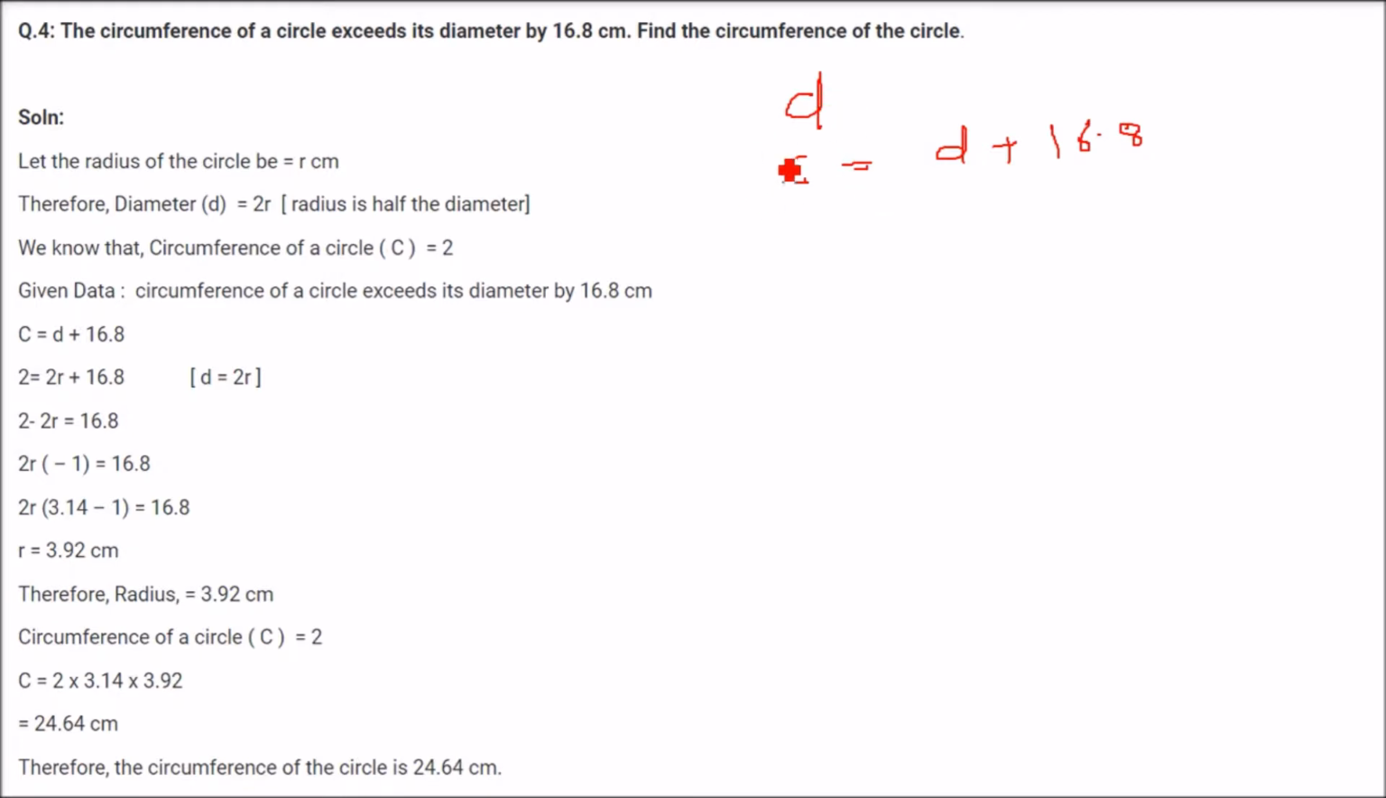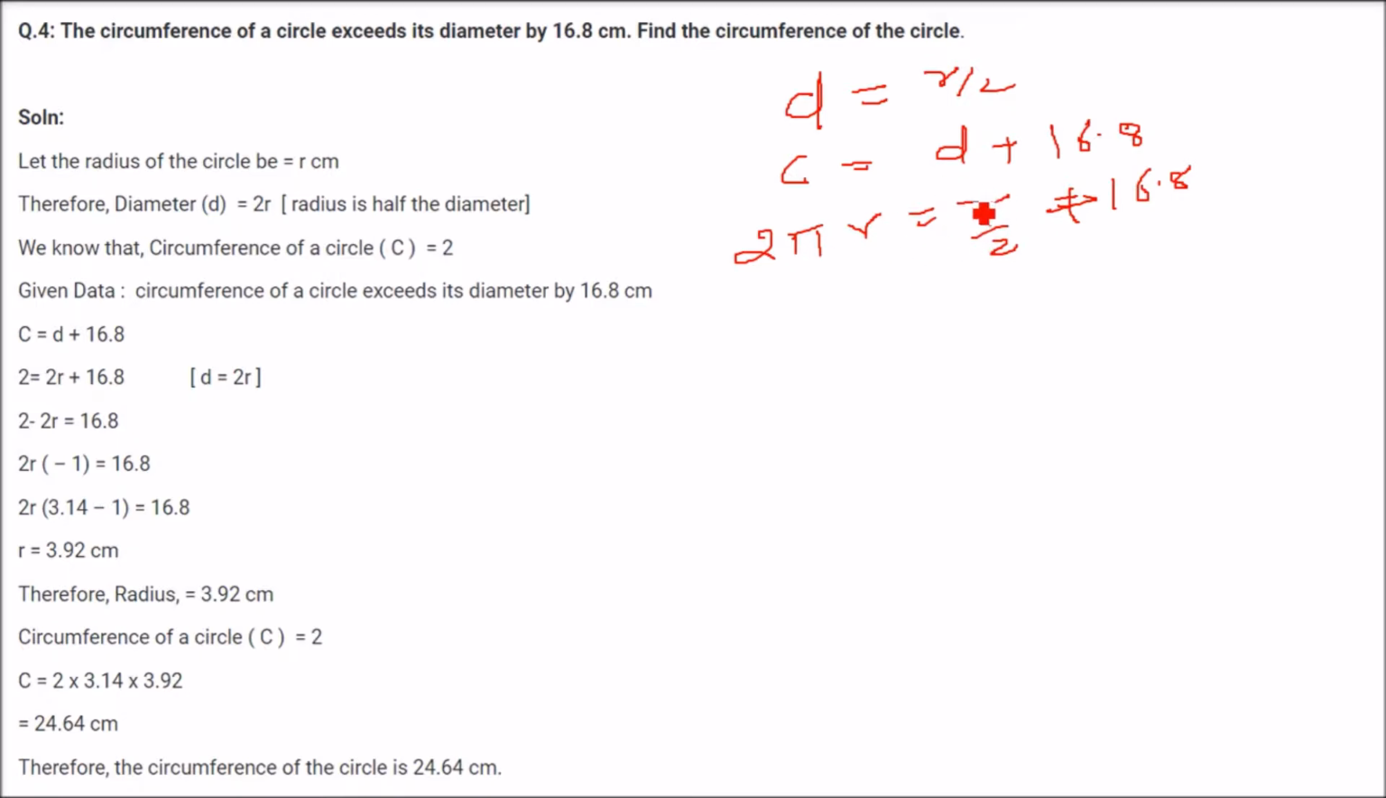Right? This is circumference. But we know the formula of circumference. This is 2 pi r. And we know that diameter is nothing but radius into 2. So I can write d as 2r. This is going to be the equation. Now what you can do here is, since this is the circumference and this is d, the circumference can be written because it is already given.